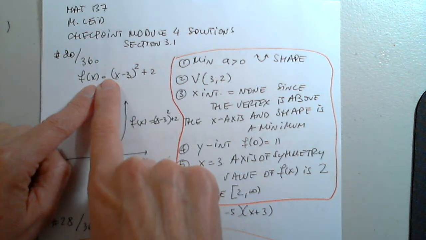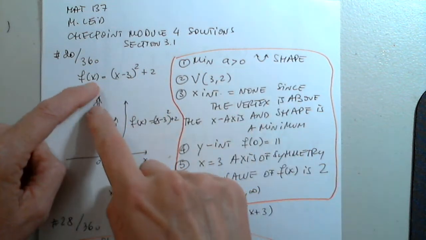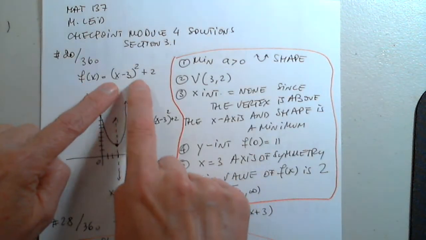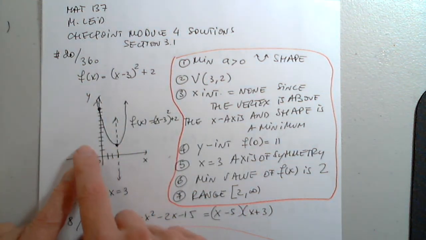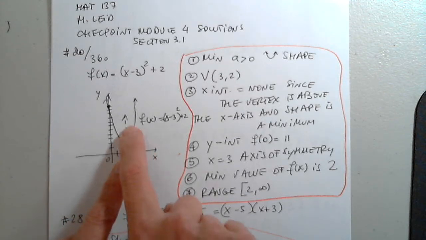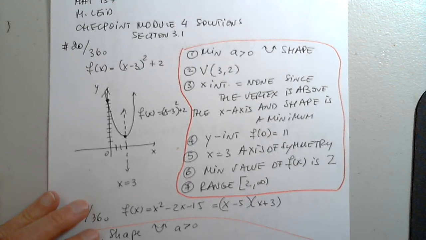Since the leading coefficient, which is 1, is positive, the parabola has this shape, which means a minimum. And this is the vertex, (3, 2). How do I know this? Because the graph of x squared is shifted to the right 3 and up 2. That's how we get the vertex, as we know from transformations.